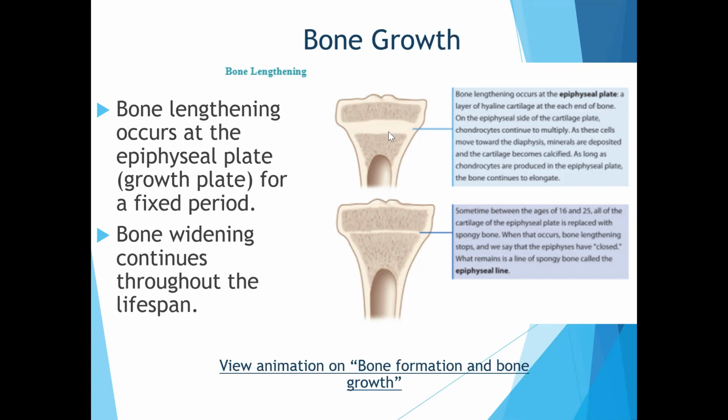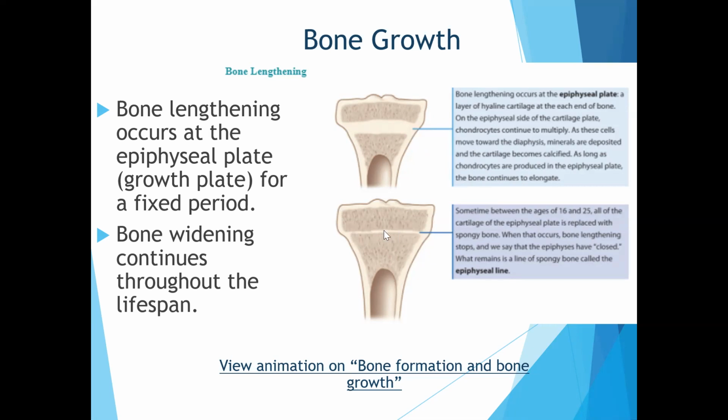Basically, as long as chondrocytes are reproducing here in the plate, the bone will continue to elongate. So if you've heard that someone's growth plate is still open, that means that there are still chondrocytes present in the epiphyseal plate. And as we get older and more of that cartilage begins to calcify, our plate gets much thinner. Typically the window for a growth plate closing is 16 to 25.